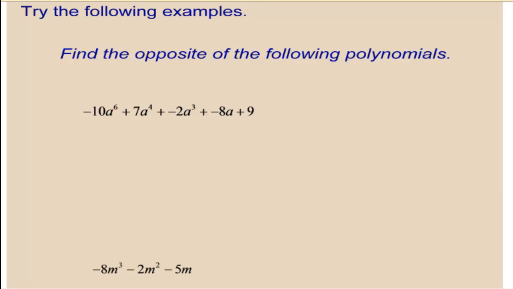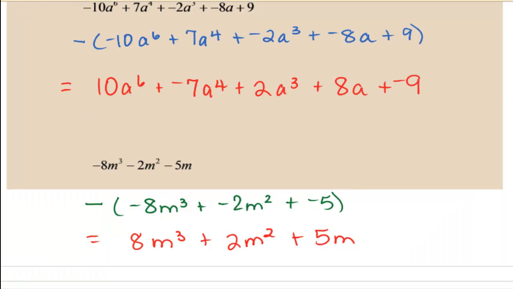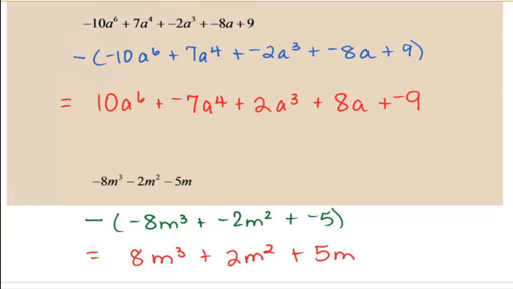Try the next two examples and then check back. Here are my steps for both polynomials. Again, I changed all subtraction to addition in the second polynomial before distributing my negative. That way I'm very clear what the signs are of each of my terms.